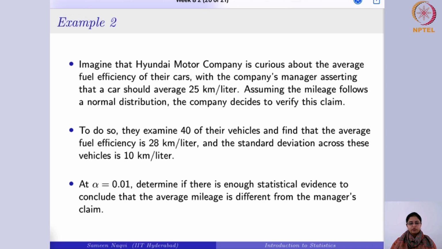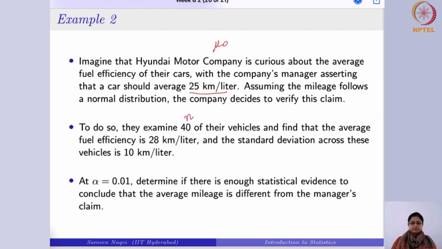At alpha of 0.01, determine if there is enough statistical evidence to conclude that the average mileage is different from the manager's claim. So this value that is given to you is your mu naught. Sample size is given to you as n. This is your x bar, and this is your sample standard deviation s. You have to check whether the average mileage is different. Different means that it can go in either direction. It is not a left tail or right tail test. In fact, it would be a two-tail test in this case.